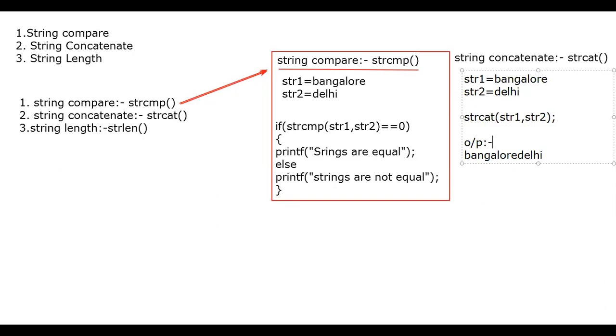Bangalore and Delhi. That means it is going to combine both the strings, string 1 Bangalore and also Delhi. That means strcat is used to join or merge two strings.